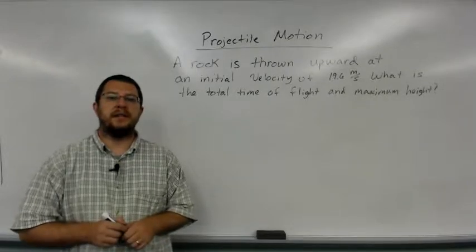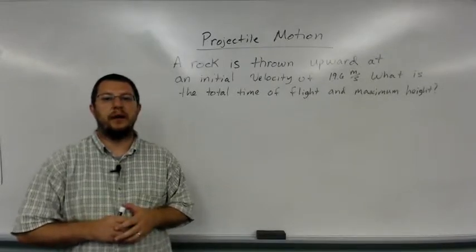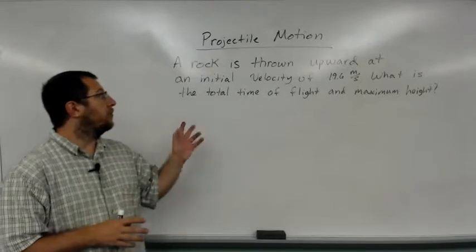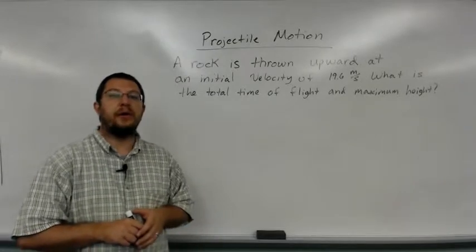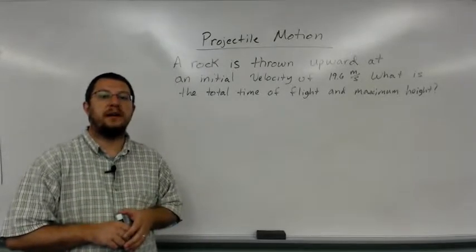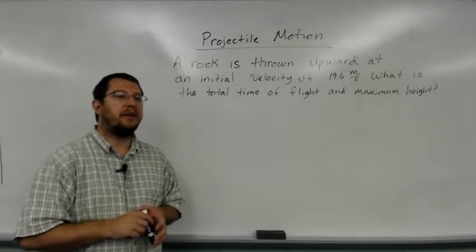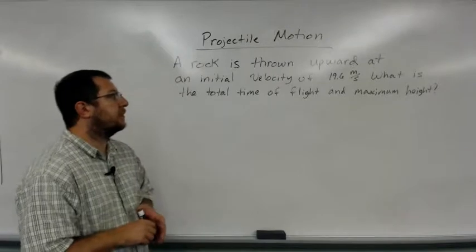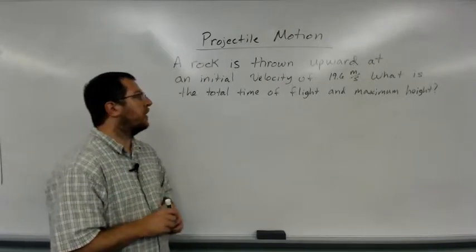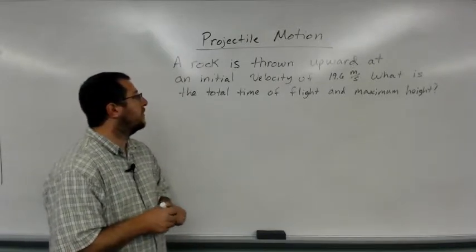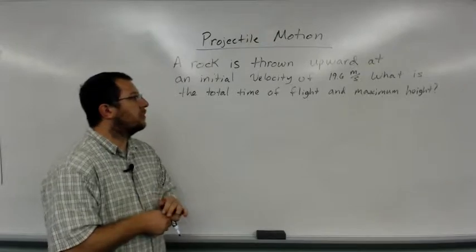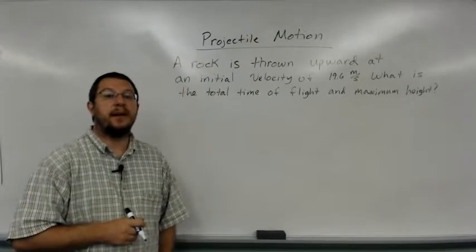Okay, now as an example, let's actually consider a real problem. Suppose that a rock is thrown upward with an initial velocity of 19.6 meters per second, which may seem a little arbitrary for the moment, but you'll see that in a very short while it'll make a lot of sense why I chose that number. And we want to find what the total time of flight is and what the maximum height is.